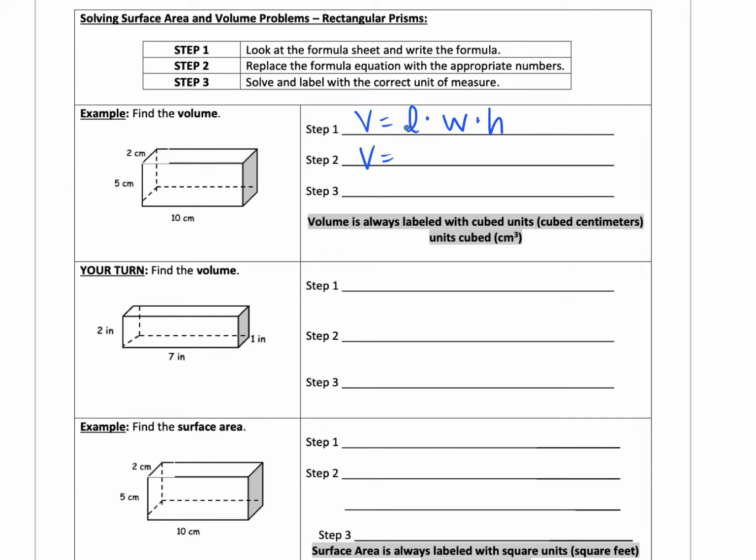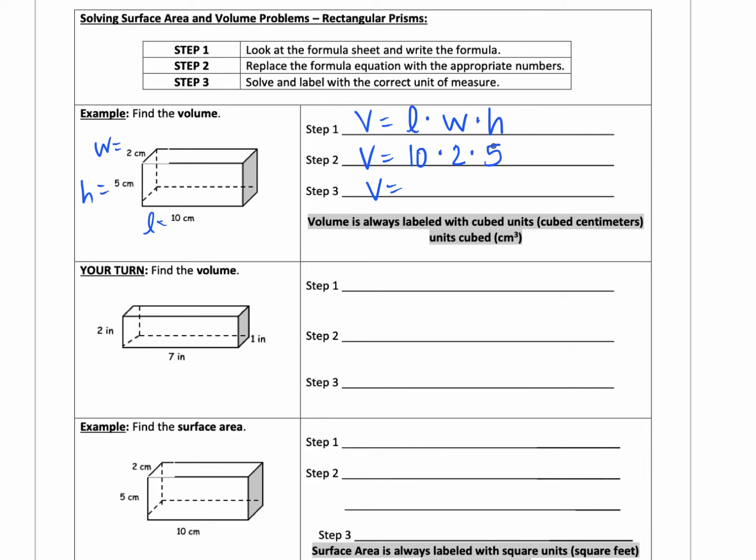So volume equals, I need to figure out what is my length. My length here is 10, my width is 2, and my height is 5. So then all I have to do is everywhere I see L, I'm going to put 10. I'm going to replace my W with a 2 and my H with 5. And then all I have to do is look at how I'm going to simplify this.